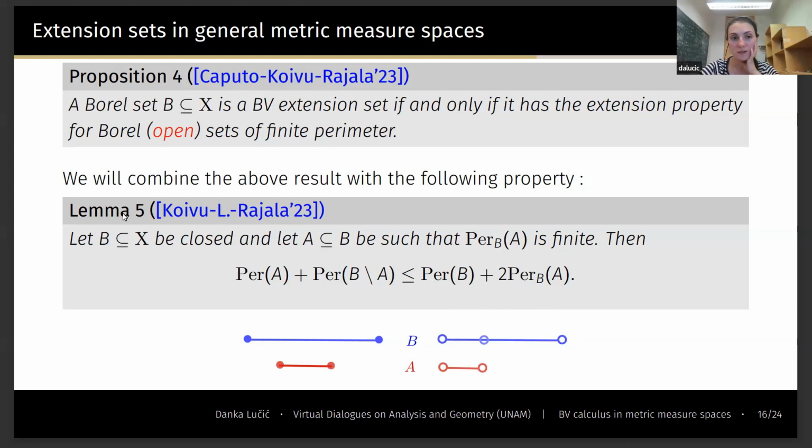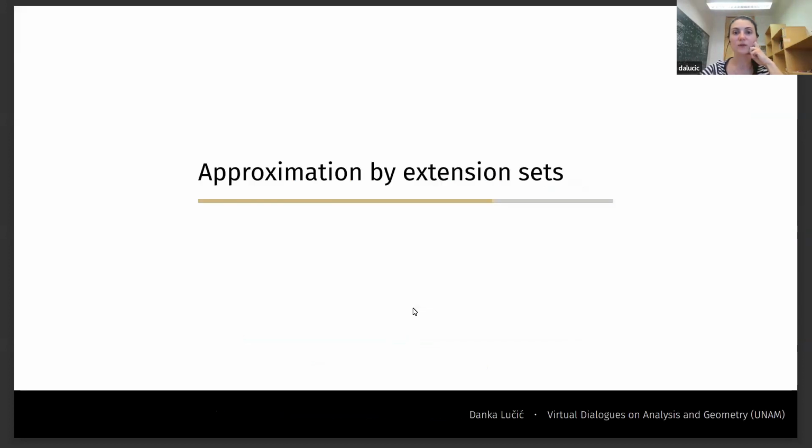So this lemma holds for closed sets. And in this example here, you can easily see that 2 is really needed here. If you chop out this part, this interval, for instance, from the big interval B, then you will see that you cannot put here less than 2. So it has to be at least 2, this constant. So we are going to combine this characterization of the extension sets with such a property of perimeter to get the result that we like.